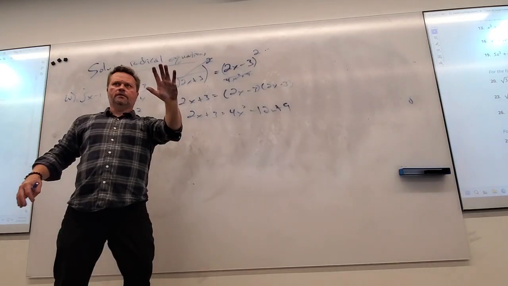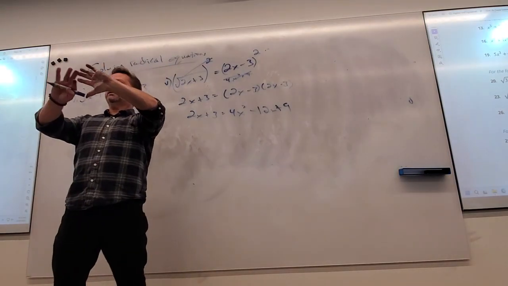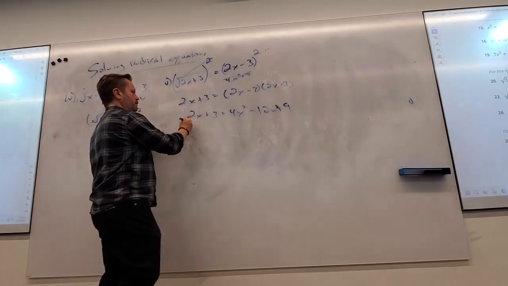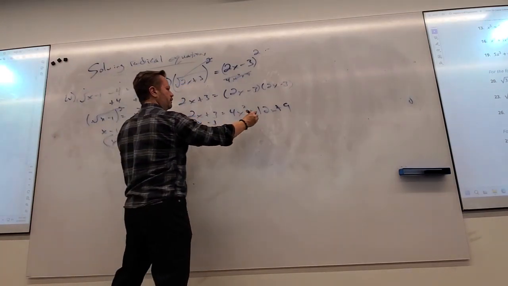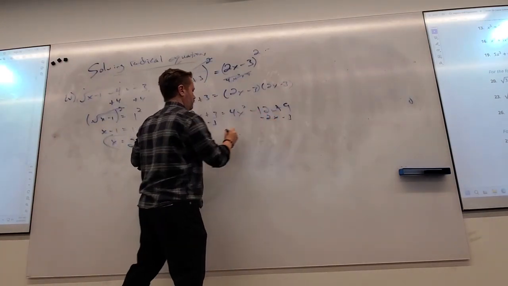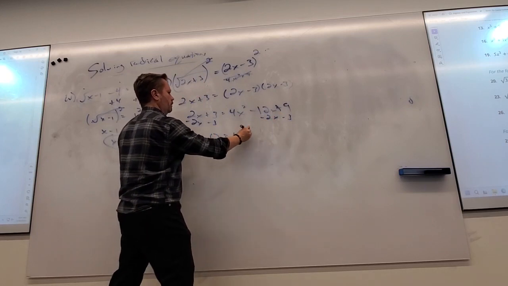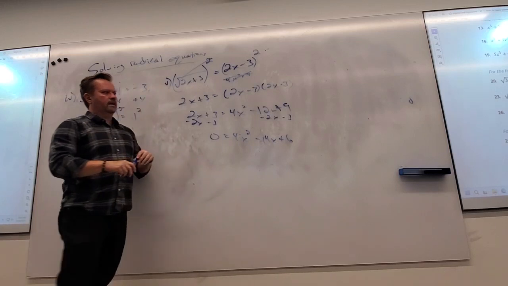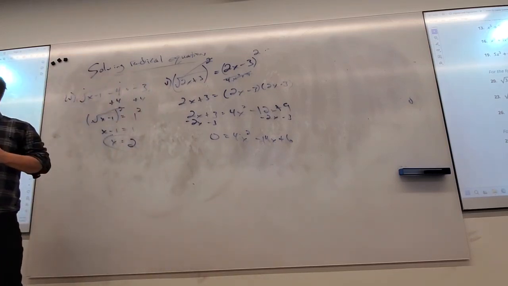You guys with me? Yes. That is your trigger, right? When I see that, I get it equal to 0 and then factor it. So if I subtract 2x and subtract 3, I get that. Now we do a quadratic equation.